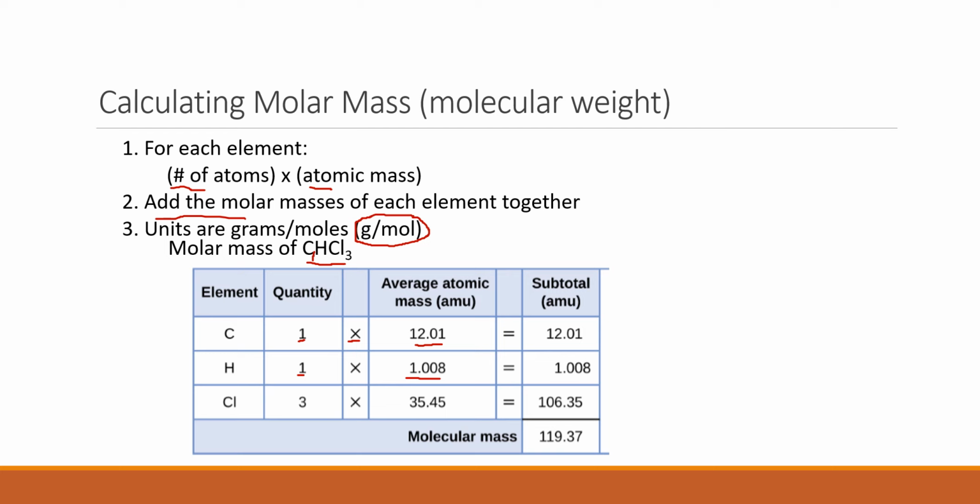Moving on to chlorine. There is a subscript after chlorine, and the subscript is 3, telling us there are 3 chlorine atoms present. So we multiply that by the mass of chlorine found on the periodic table, which is 35.45. Multiply across and add all the 3 values together, and we get a total molecular mass of 119.37, units being grams per mole.